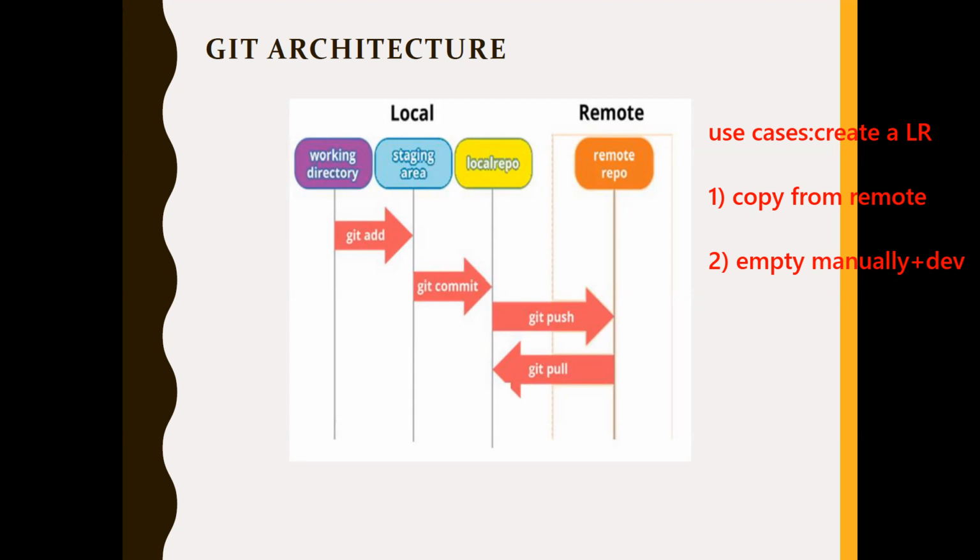Git is a distributed version control system, Shrikant. It is not a centralized version control system. Git will have only one architecture. This is the architecture of Git, and this is a distributed version control system.